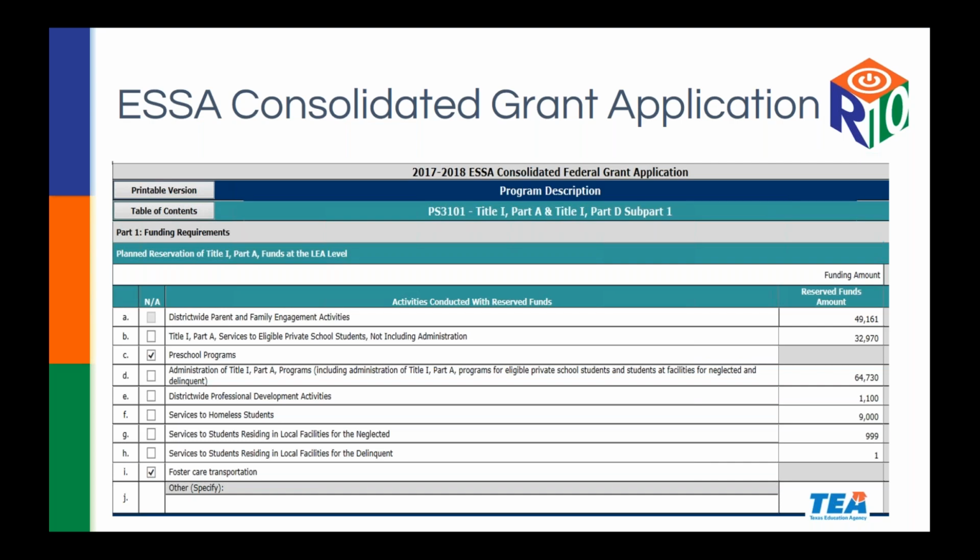This is a screenshot from the ESSA Consolidated Federal Grant Application Year 3101. As you see there, the very top here says district-wide parent and family engagement activities. As you can tell, because that box is not checked, that overall LEA did not receive in excess of the $500,000 in order to be able to take that 1% set aside. They were close, but they did not receive it.